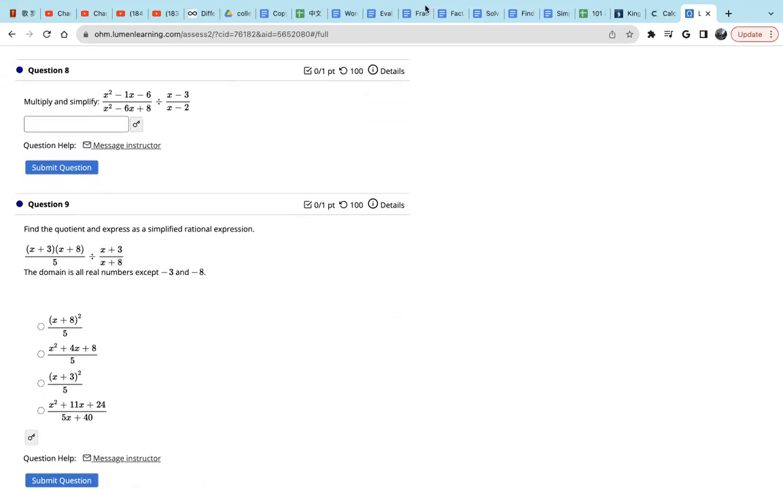Let's see number 8. We're dividing two rational expressions. Again, dividing, we can change it to be multiplication. Then we flip the numerator and denominator. But we still have to factor this first rational expression. So let's factor that. X squared minus x minus 6 can be factored as x minus 3 times x plus 2.